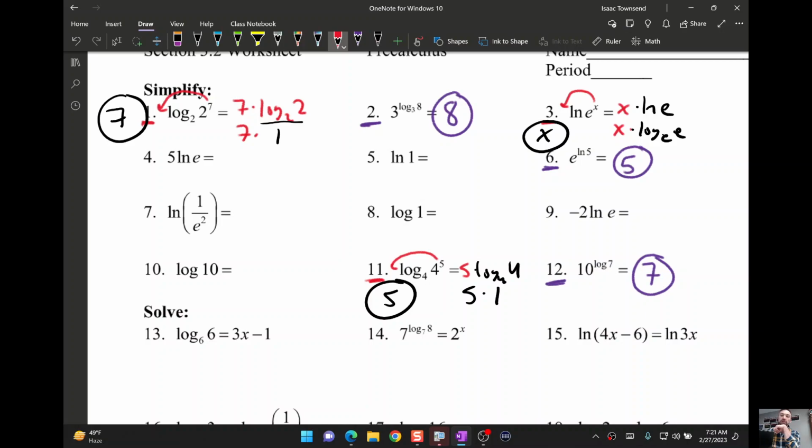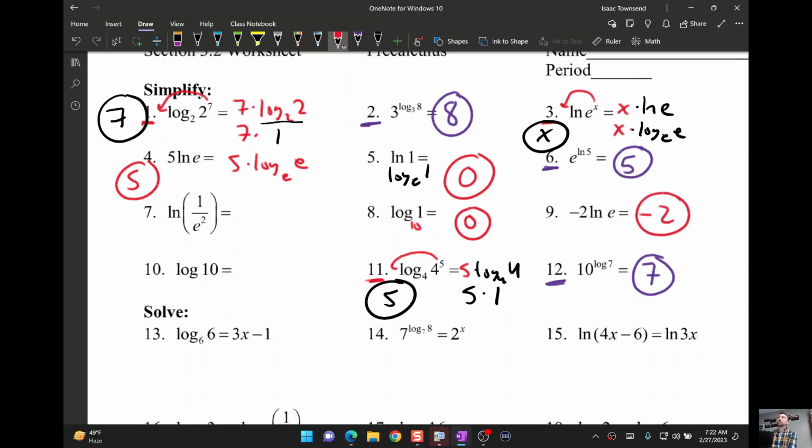We've already talked about natural log of e just means, or natural log means log base e. So this is just really 5 times 1. Once again, natural log just means log base e. E to the 0 gives you 1. Number 8, if there's no base written here, it's an understood base 10. 10 to the 0 gives you 1. Anything to the 0 power gives you 1. These are basically the same question. Over here, this is negative 2 times 1, because natural log of e is 1 for the 5th time today already. Number 10, 10 to what power gives you 10?